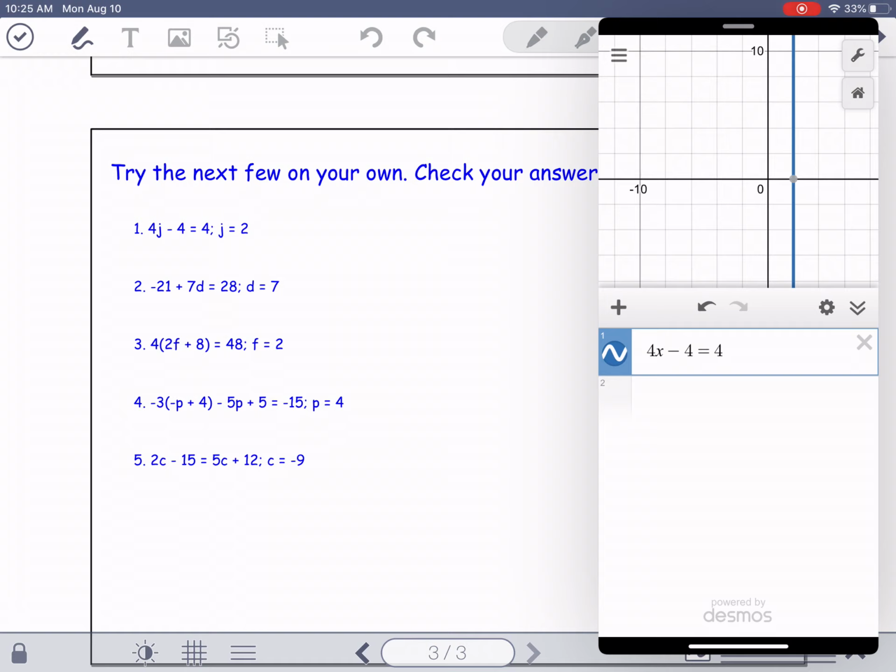Let's see here what we got. I'm going to touch right there, and I get 2. So x equals 2, and when I write in my answer, I want to remember to change that to a j.